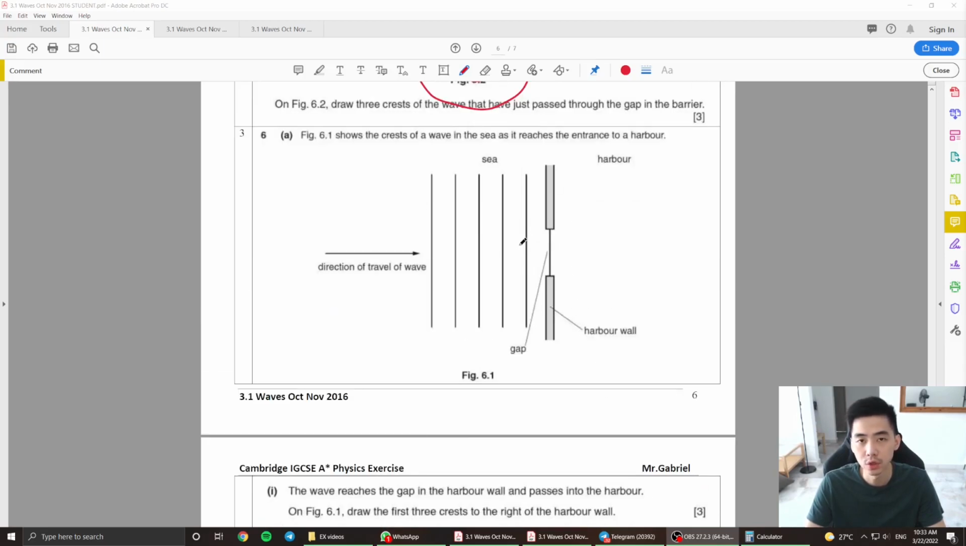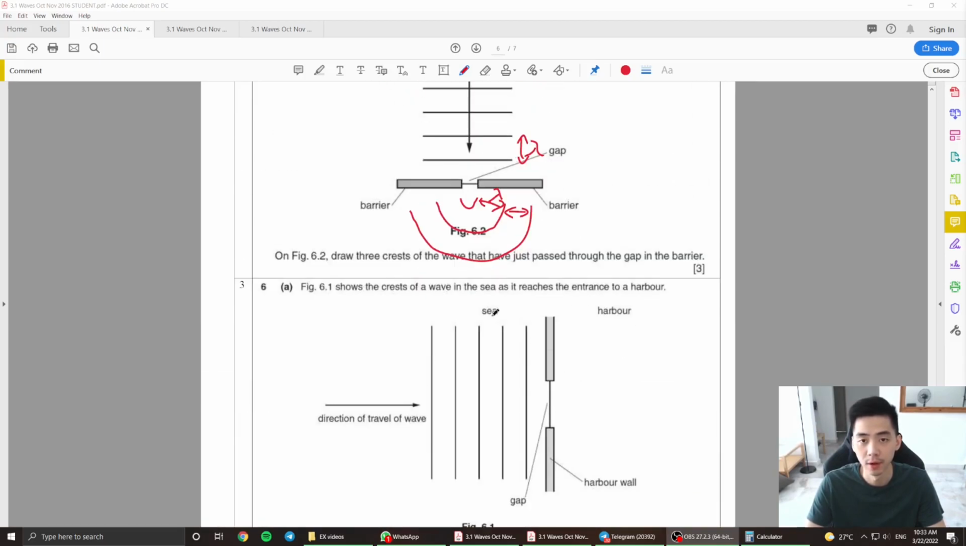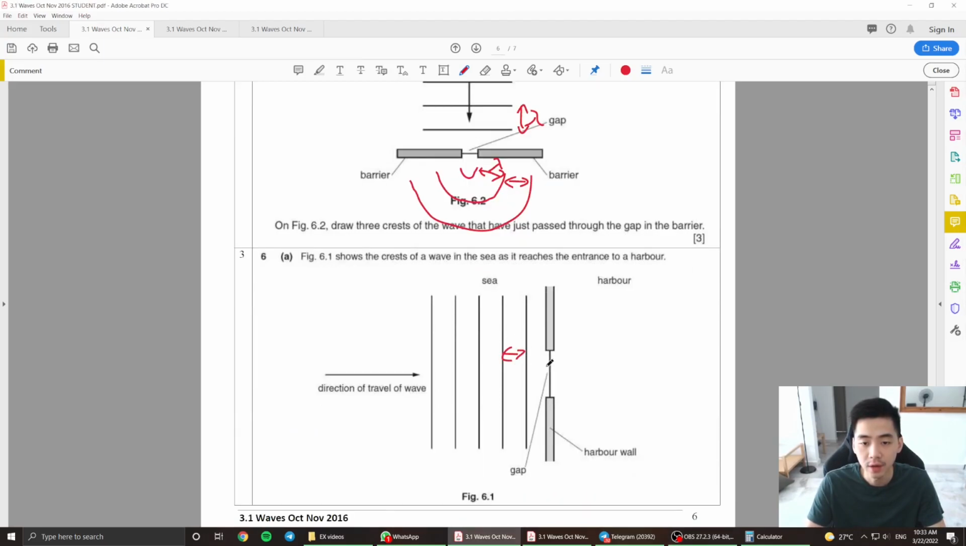Now looking at this question here, this is exactly the opposite from the other one, right? You can see that the wavelength here is actually smaller than the gap here. If the wavelength is smaller than the gap, then diffraction is less, right? Meaning to say you're supposed to draw the more squarish diffractions.